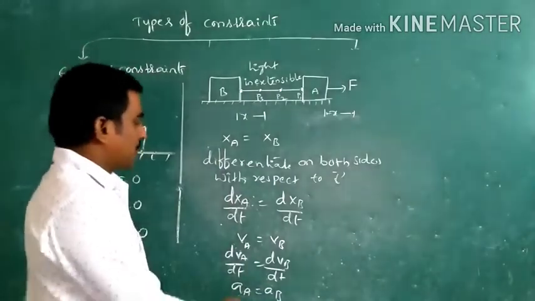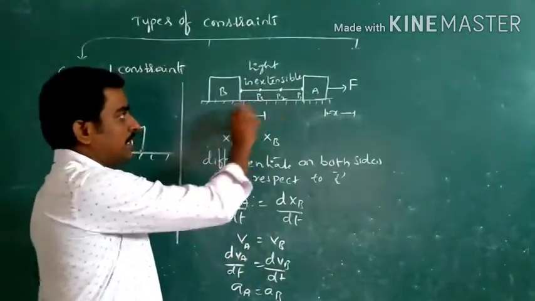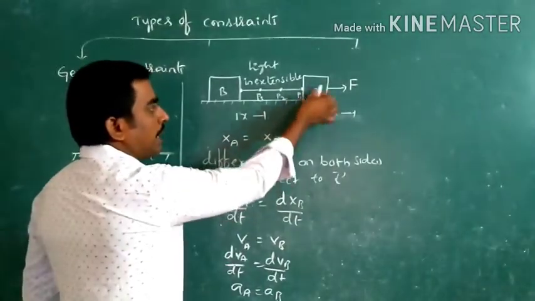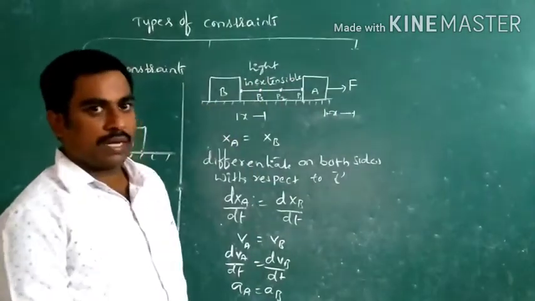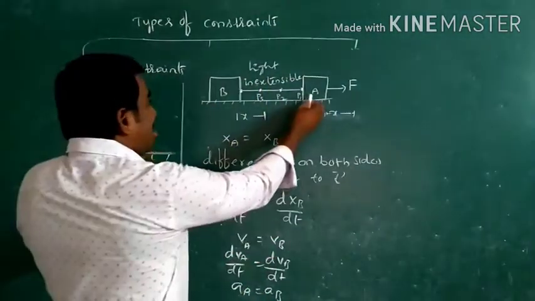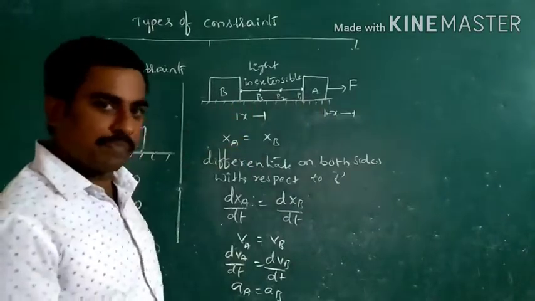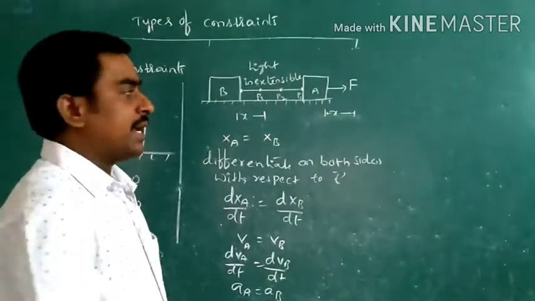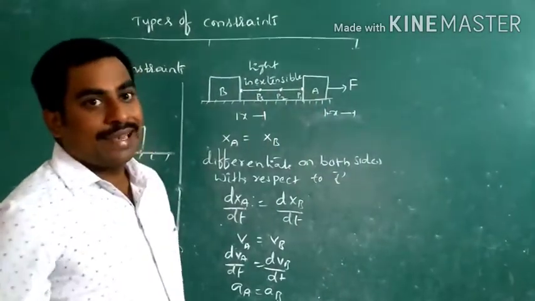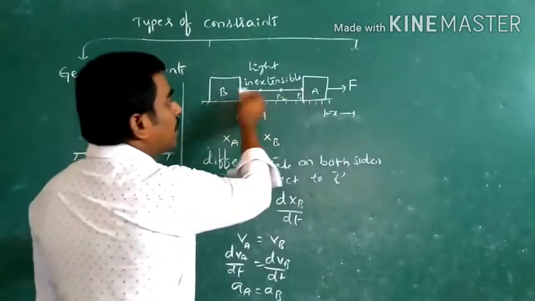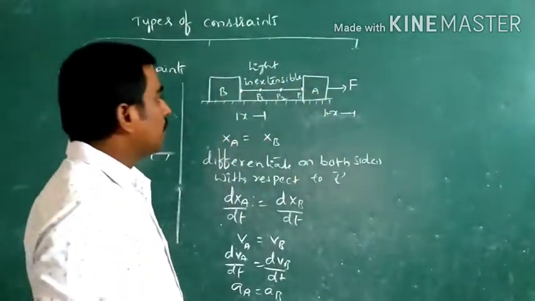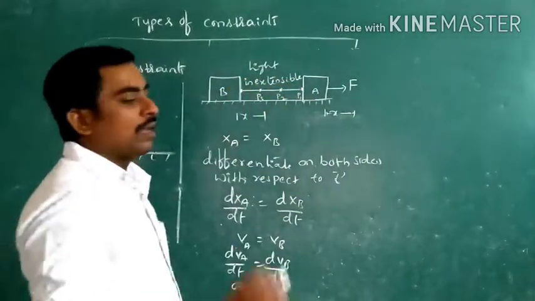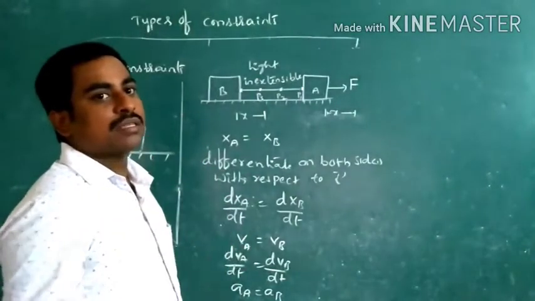By observing this example, we conclude that the distance covered by block A is equal to the distance covered by block B, the velocity of block A must be equal to the velocity of block B, and the acceleration of block A must be equal to the acceleration of block B. Not only these two blocks, but any particle in between along the length of the string also has the same displacement, velocity and acceleration.